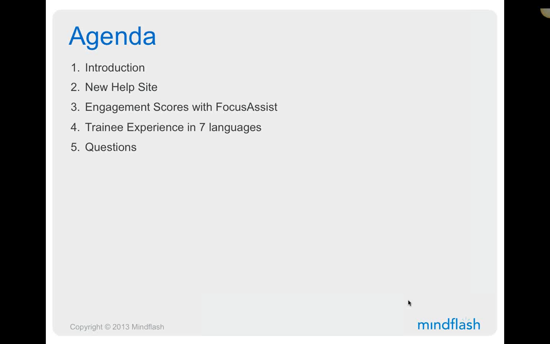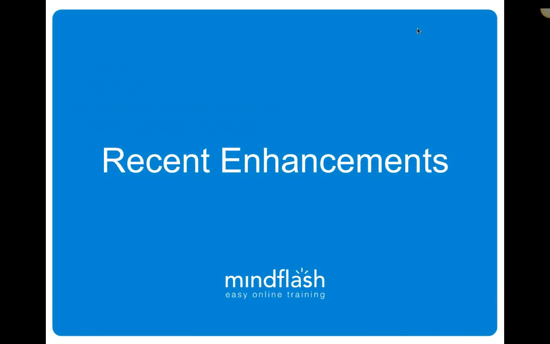Those include the new help site, the engagement scores that you can get with Focus Assist to give you more insights into the engagement level of your courses and individual slides and how that can be useful for you. And we have our trainee experience available in 7 languages now. So you can have the trainee dashboard and other parts of the trainee experience in any of those 7 languages. And then we will have time for questions.